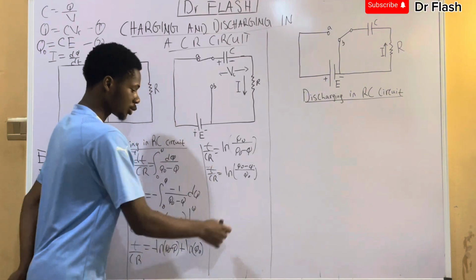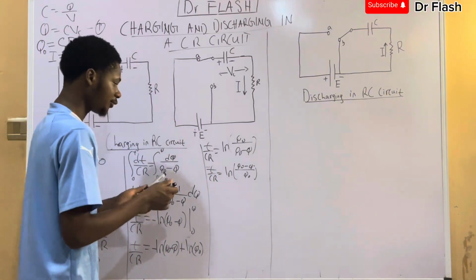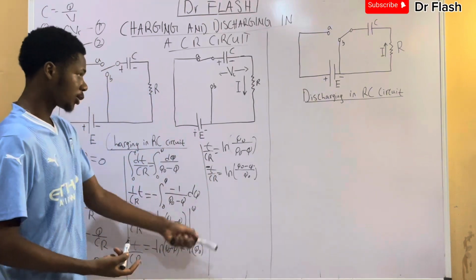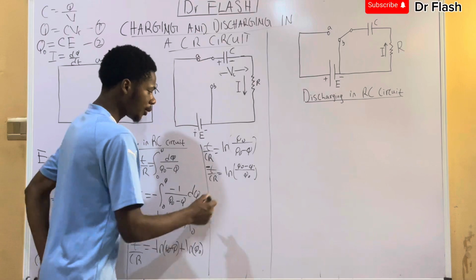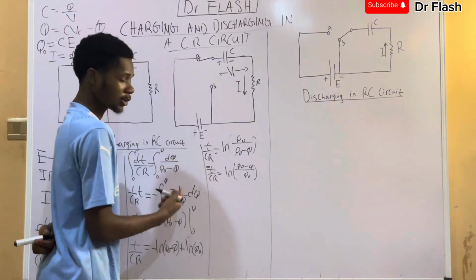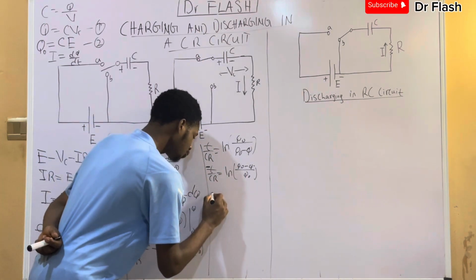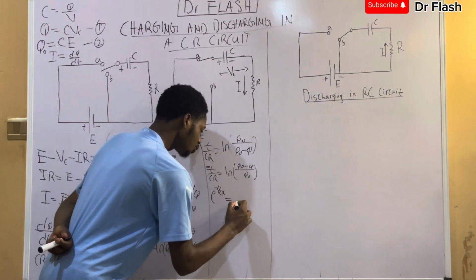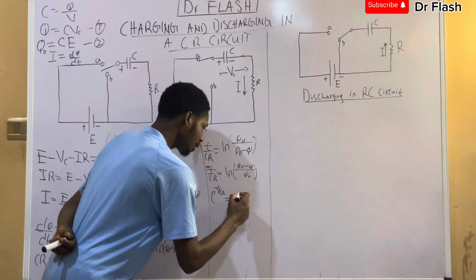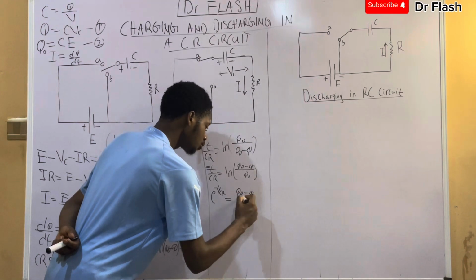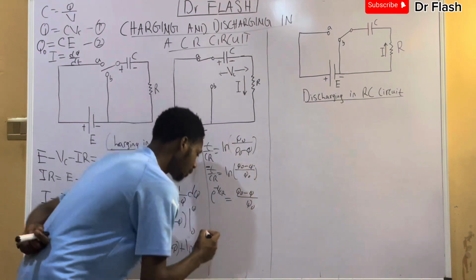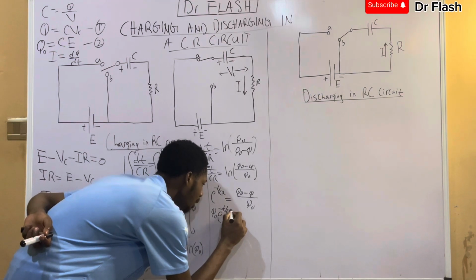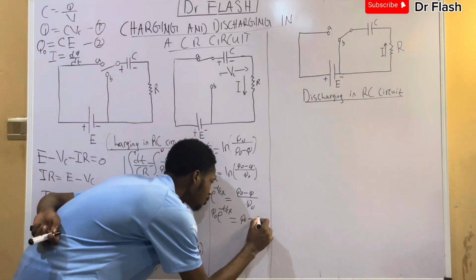I don't want to spend time writing the different lines of these things, because I have very little space left. So from here I want to make Q the subject. I'll take the exponential of both sides. When I do that, I'm going to have exponential minus T over CR equal to the ln gets out, so you have (Q naught minus Q) over Q naught, multiplying, we have Q naught times exponential minus T over CR, and this is equal to Q naught minus Q.